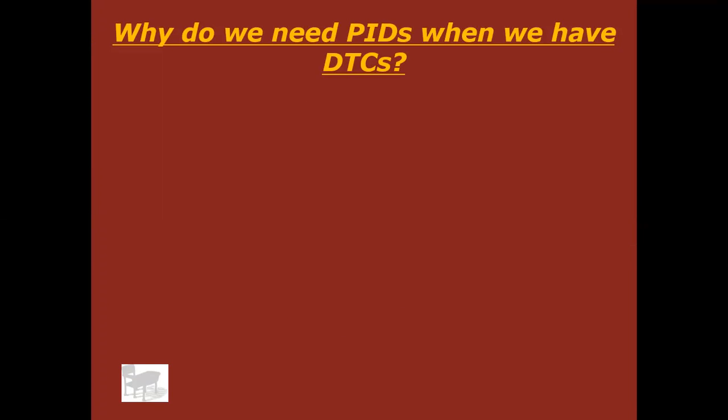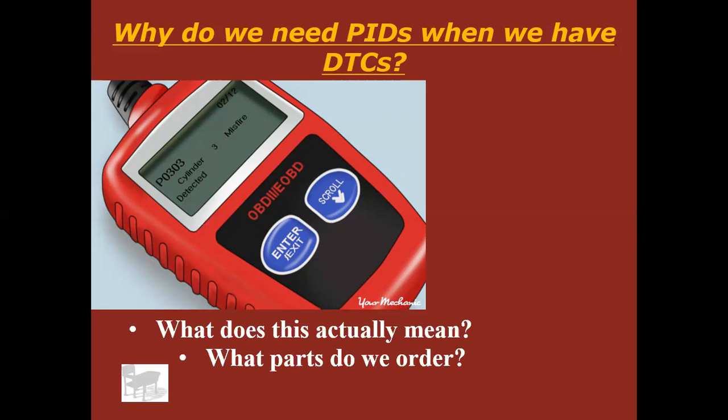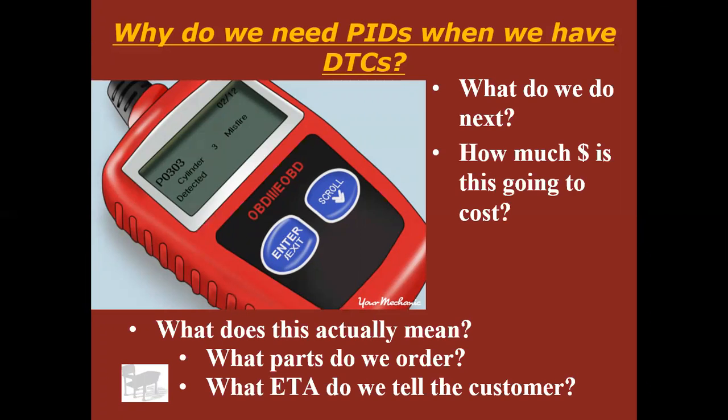So first things first, why do we care about any of this when we already have trouble codes? Because if you pull this code on a scanner or a code reader, I put some ideas up here, but what does that really mean? Does that tell you what parts you have to order? Does it tell you how much the job is going to be? Does it give you an idea of when you're going to be finished with this vehicle, so you can tell the customer to pick it up? What does it really tell you? It doesn't really tell you anything other than just that cylinder 3 isn't firing correctly. But these questions are not answered.